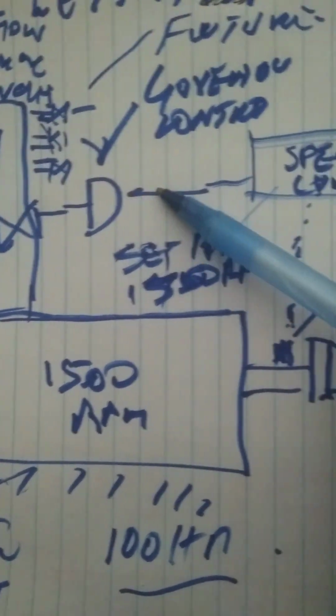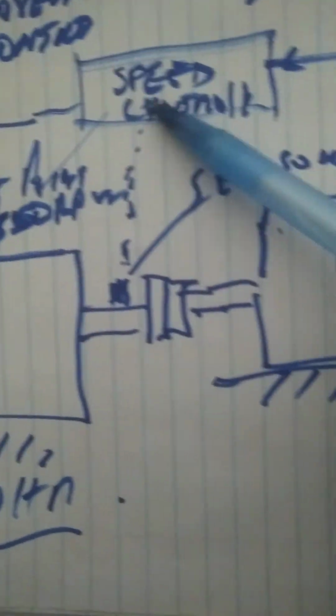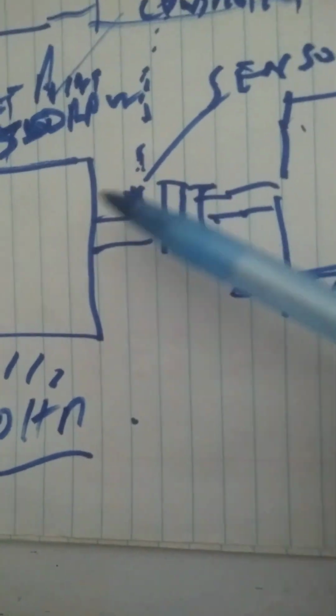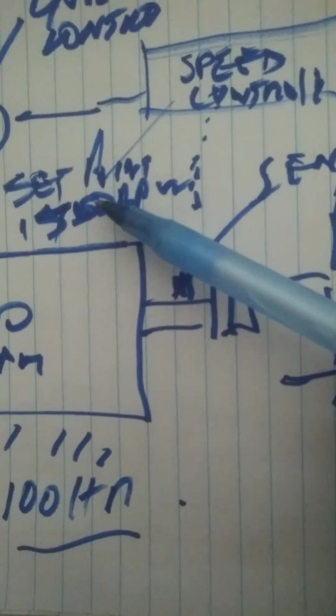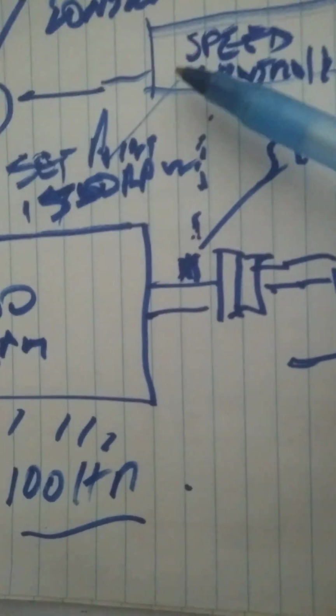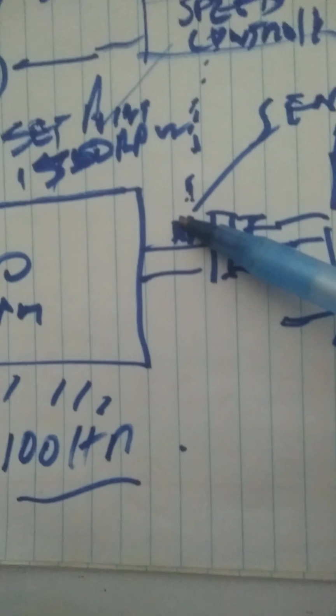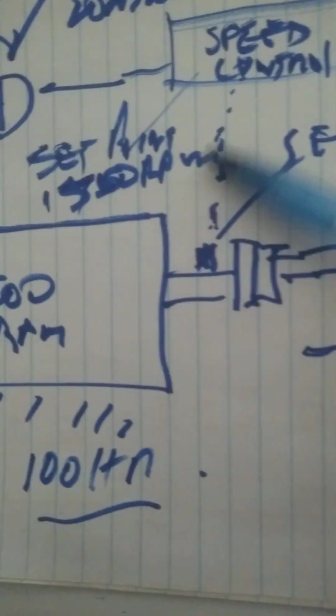It is connected to the speed controller. The speed controller has a sensor, connected to the shaft of the turbine, which picks up the speed. The set point will be 1500 RPM. So it is looking at the speed, and the time it picks up the speed dropping, like 15 or 20 RPM, it acts.